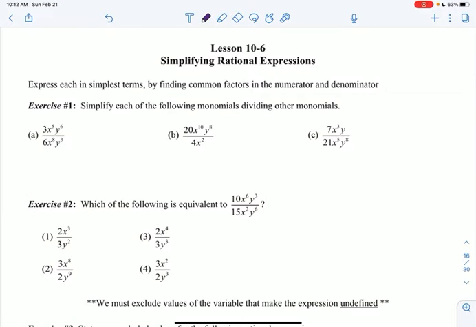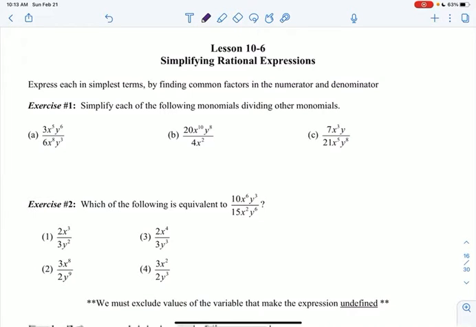Hi Algebra 2, this is Unit 10, Lesson 6, and today we're going to simplify rational expressions. So basically to simplify, we really want to find common factors, and then we'll just divide out those common factors. So if you're looking in exercise 1A, these are a little bit easier.